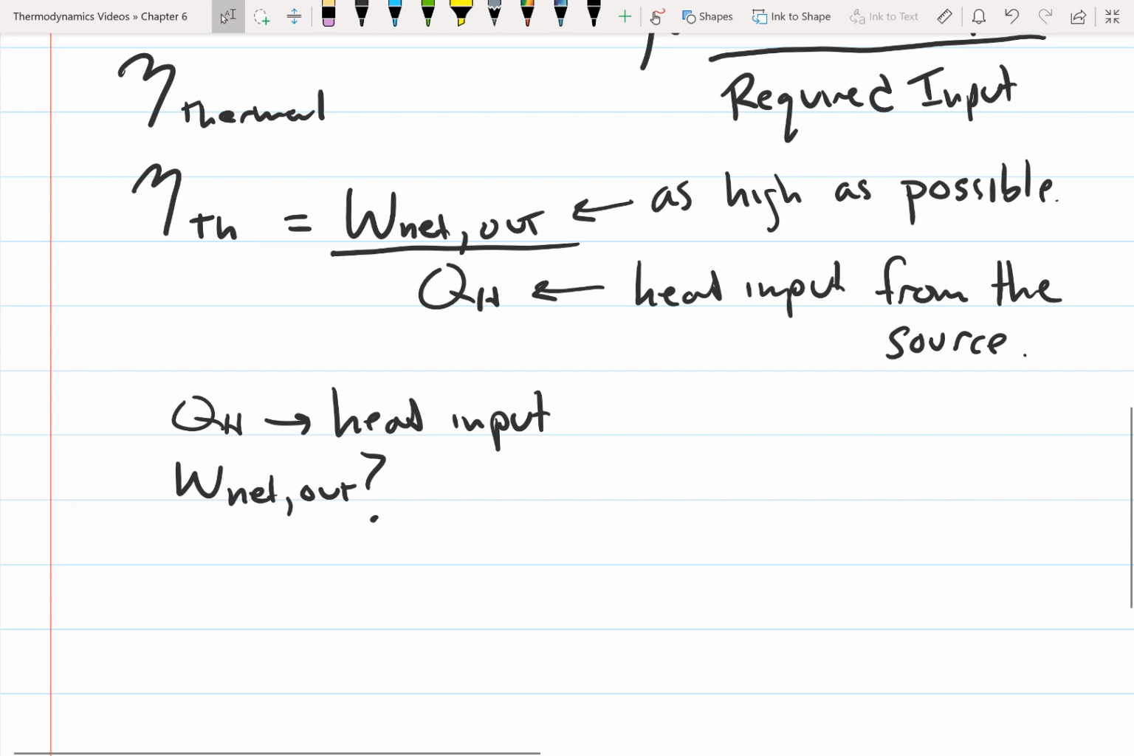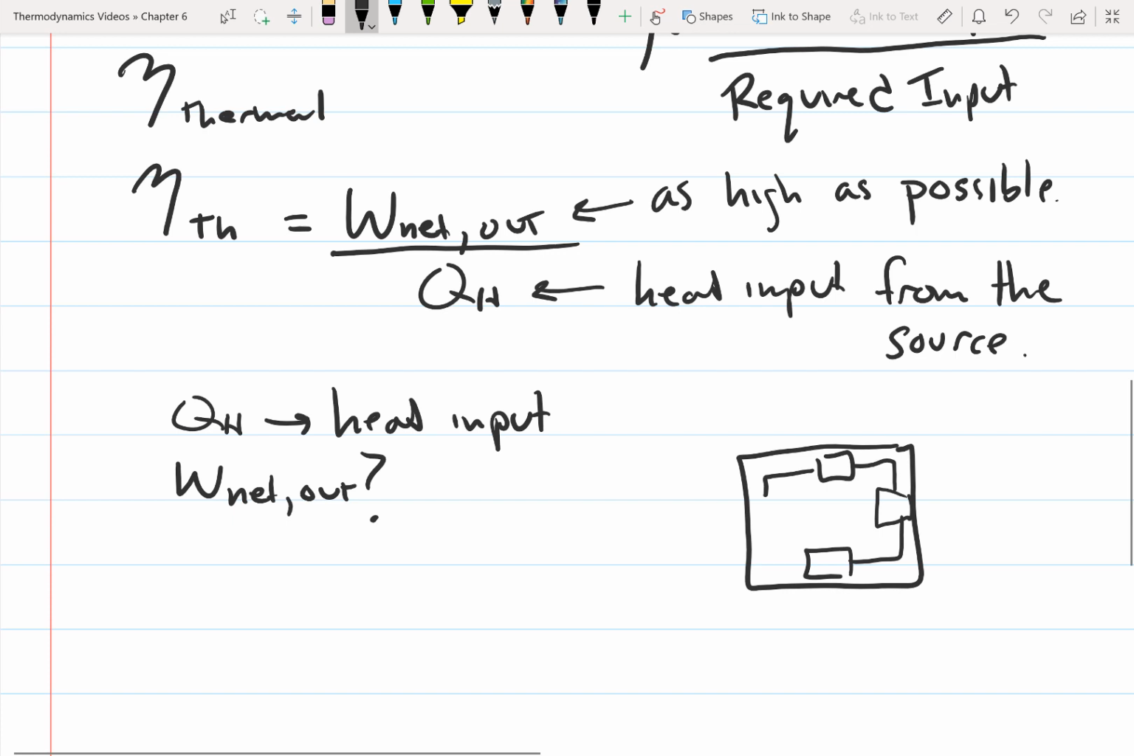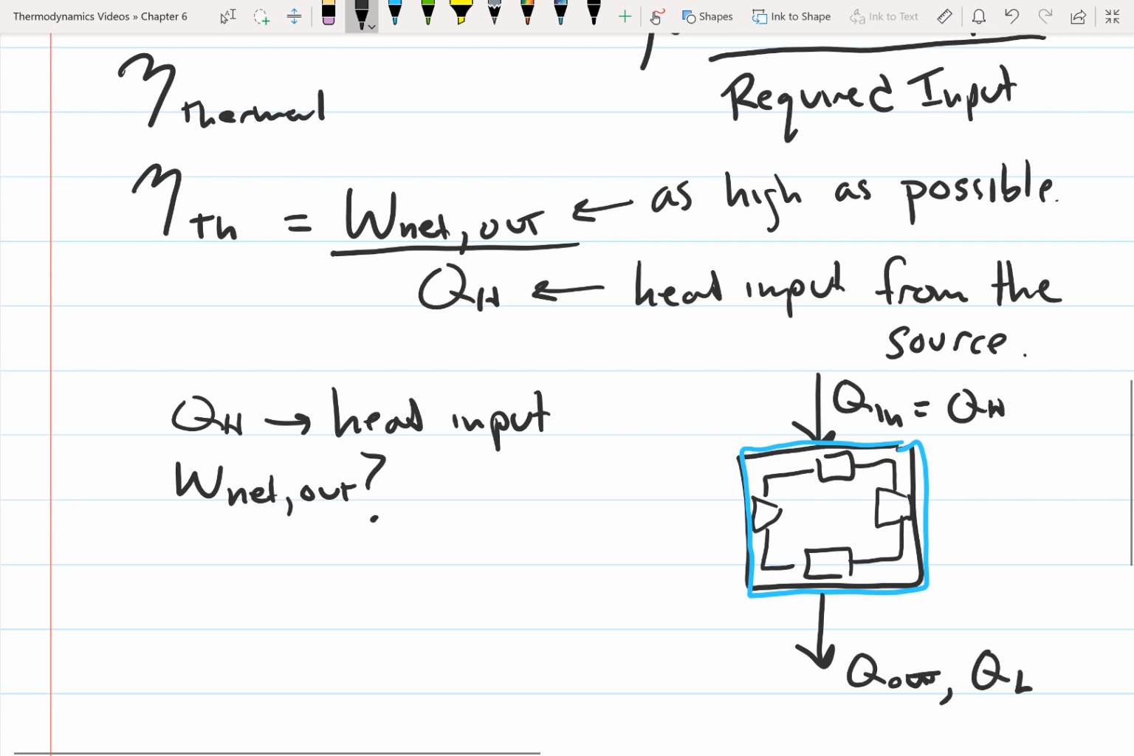So what we can do is we can just say this is a closed system. So here's our system, and it has all of this stuff inside of it, but they're all inside the system, so we don't need to analyze them separately. If we just look at our system, we have some heat in, and this is QH. We have some heat out, and this is Q low, and then we have some work out.